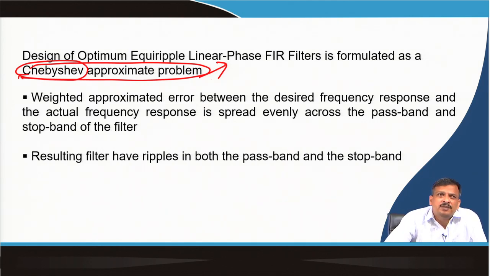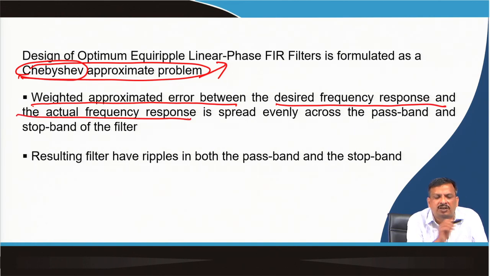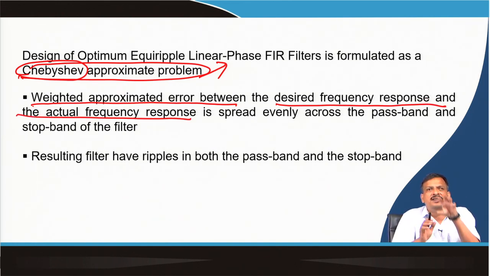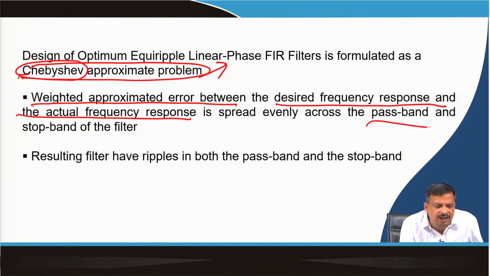How do we use it? We introduce a weighted approximation error between the desired frequency response and the actual frequency response. So I derive a weighted approximation error function. There may be an error between the desired frequency response and the actual frequency response, but that error should eventually be spread across the pass band and stop band.